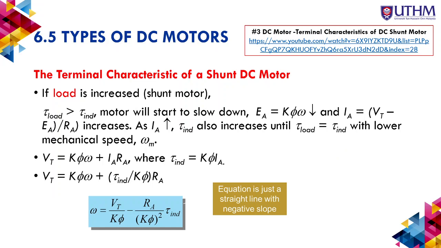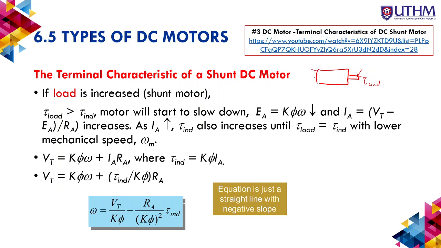Okay, shunt DC motor. So what happens when the motor is rotating and then suddenly you put some load? Okay, you put some load over there. So what will happen? The first thing that will happen when you put some load on the rotating motor is the torque load. So the torque load: this is the DC motor, this is the shaft. Maybe you hold it or you put some friction over there. So this is the torque load.